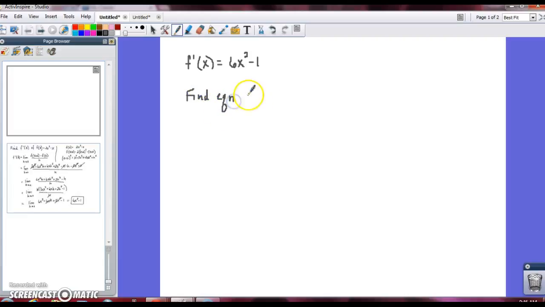Find the equation of the tangent line at x equals 3. Remember, my original function was 2x cubed minus x. That was my original function. I want to find the equation of the tangent line at x equals 3.